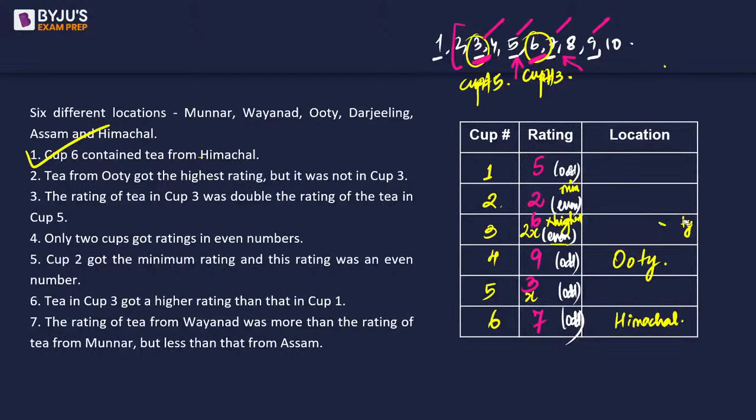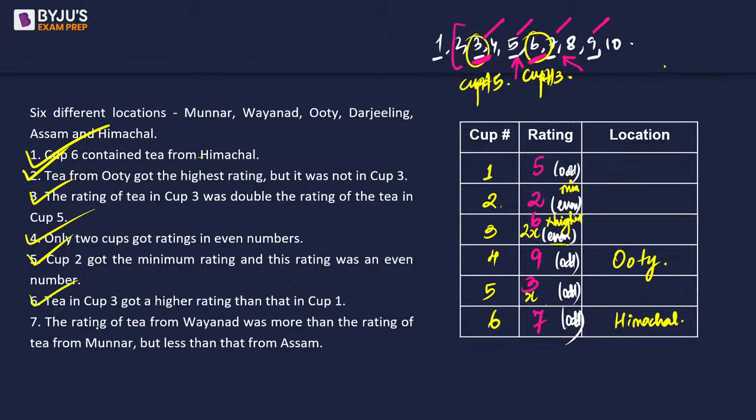Okay. So second statement we revisited. We were able to figure out the rating of every cup. Now, third statement, the rating of tea in cup 3 was double the rating of tea in cup 5. Yes, it is. Only 2 cups got ratings in even number. Yes, cup number 2 and 6. Cup 2 got the minimum rating, which is 2. Yes. And this rating was an even number. Perfect. Tea in cup 3 had a higher rating than in cup 1. So 5 and 6. Yes.